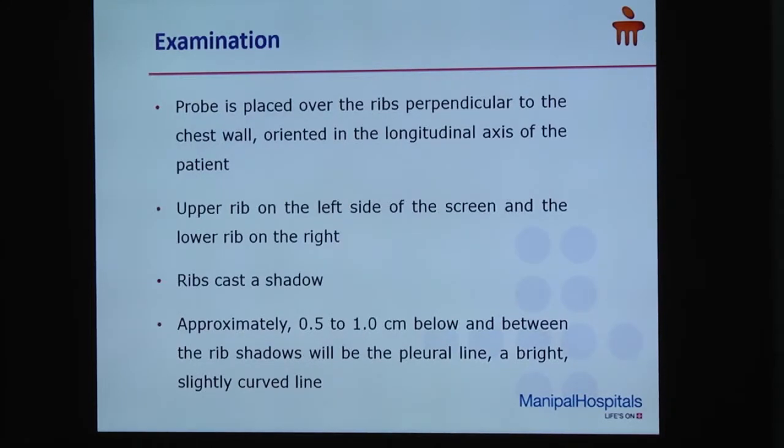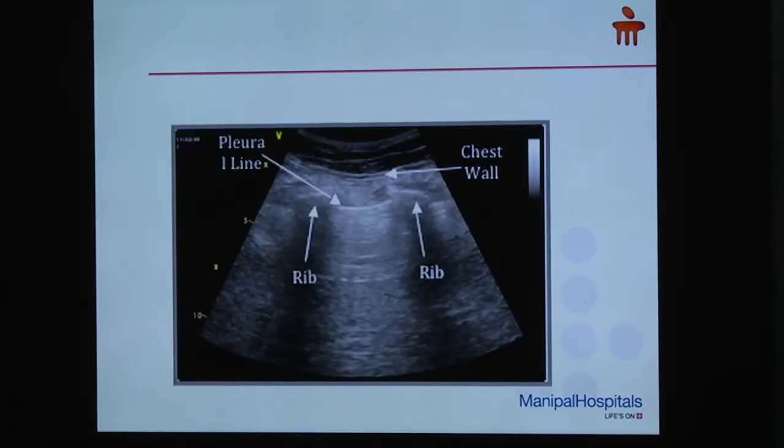Now, when you hold the probe, what you will see is something like this. When you are holding the probe perpendicular to the chest with the indicator marker directed towards the head, the one on the left side, this black shadow, is the upper rib. One on the right side, the black shadow, is the lower rib. So that's how you will see. And this shadow is because of the shadow of the rib itself. That's why it is black. There is a space in between, that is the intercostal space.